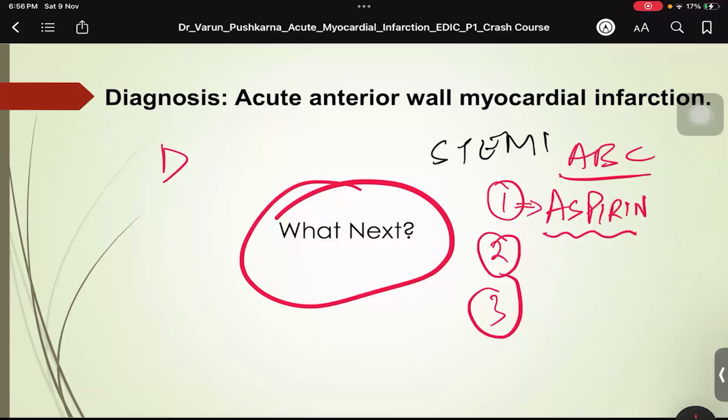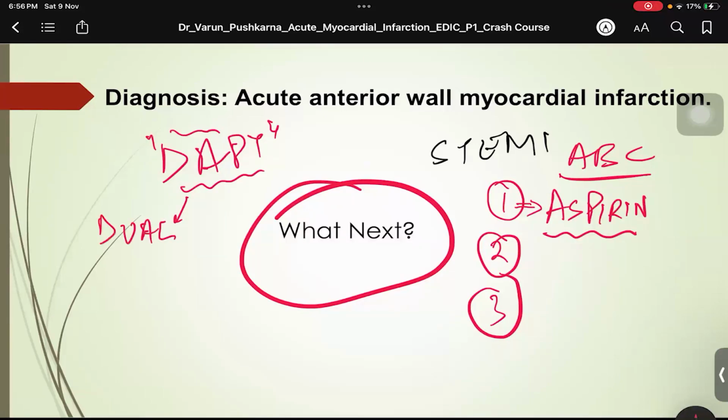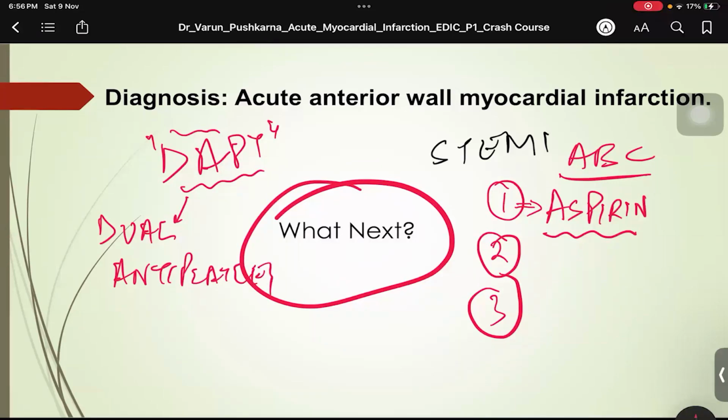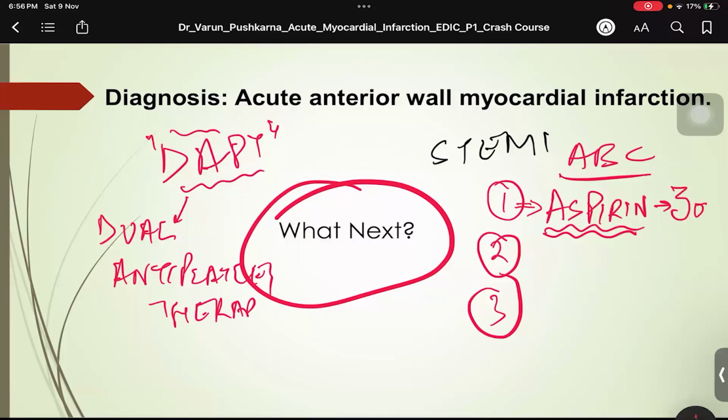So we classically give DAPT. What is DAPT? DAPT is dual antiplatelet therapy. Yes. So one of them has to be aspirin. You have to load aspirin at the dose of 300 milligrams. 325 in the countries where it is available. So minimum is 300 milligrams. Plus you have to give one P2Y12 inhibitor.